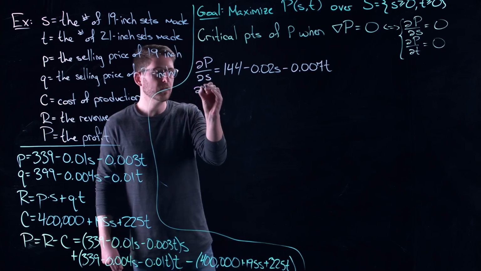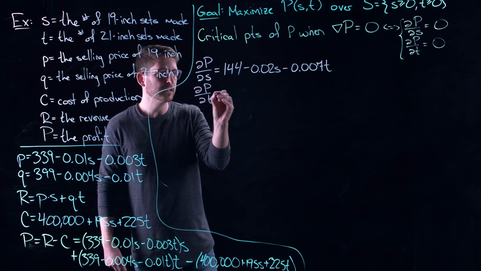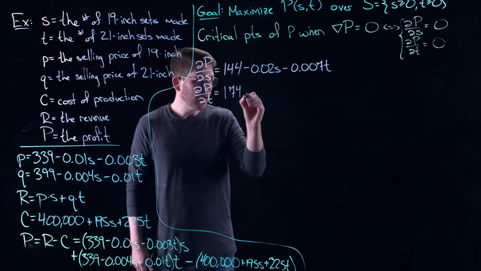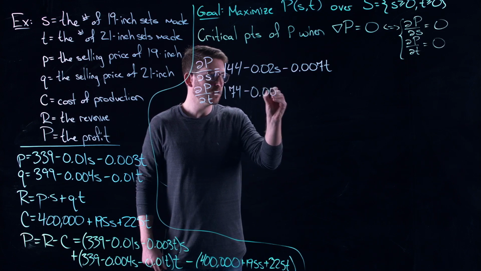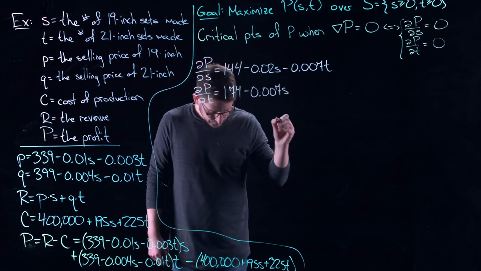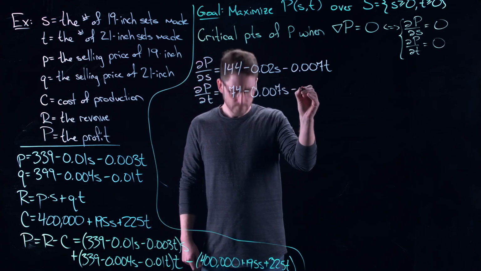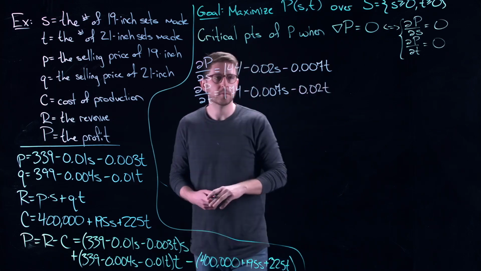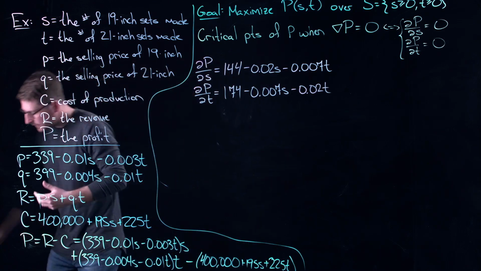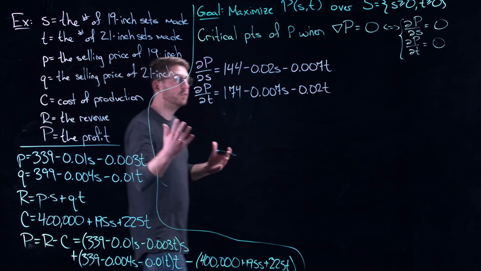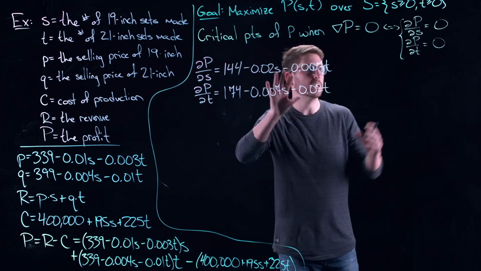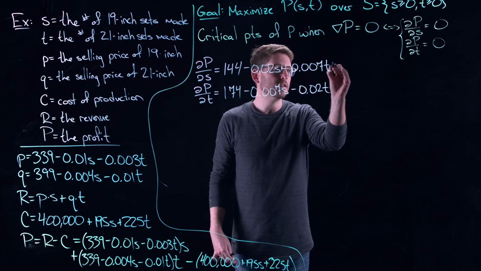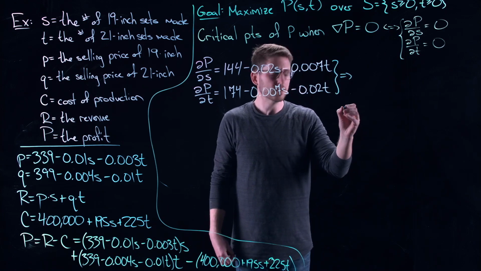And similarly, I have a partial derivative with respect to T. I've got 174 and then minus 0.007 S and minus 0.02 T. So very similar here. Now, what you'll notice is that this is a system of linear equations, right? I need to solve for both S and T because I need both of these things equal to 0. So you can go ahead and do this. I'm going to leave that for you to solve.